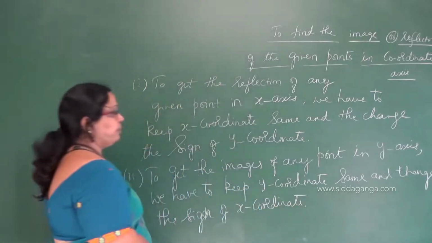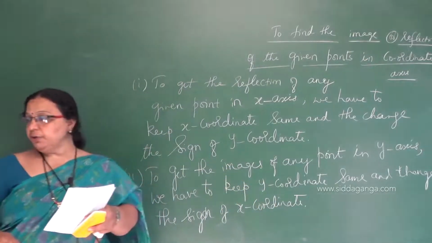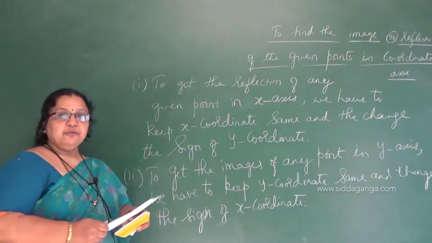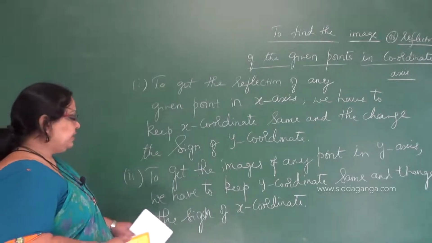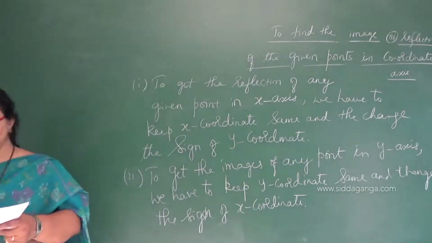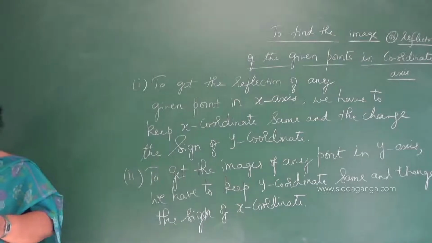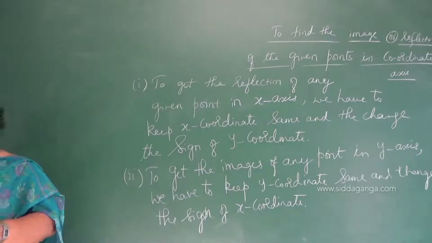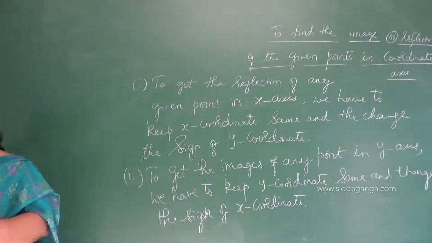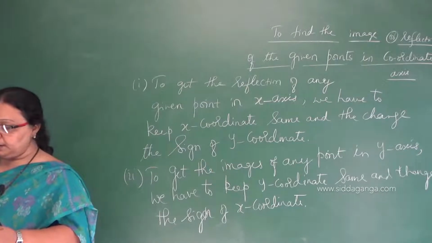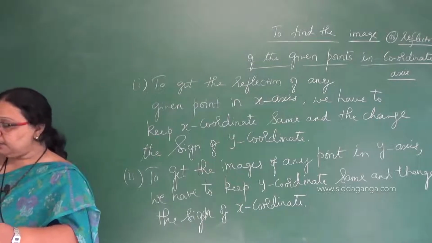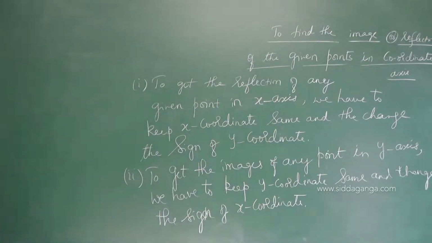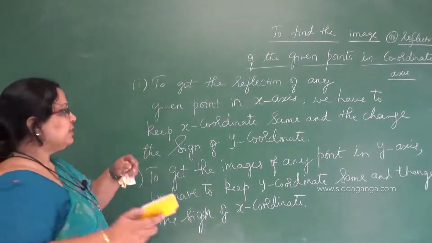So that is the concept that we are going to use to find the reflection or the image of a point in the coordinate axis. So now let us solve some examples based on this.